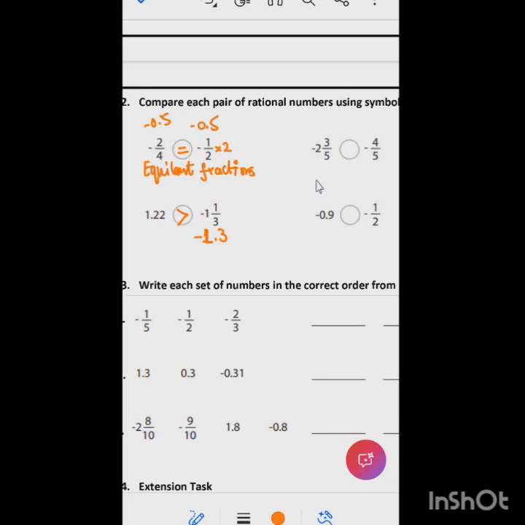Ma'am, in the second question, we can solve without the conversion because it has the minus sign with it. Excellent, very good. Because this is a positive number and this is a negative number, very good observation. So positive numbers are always bigger than the negative ones. Very important.